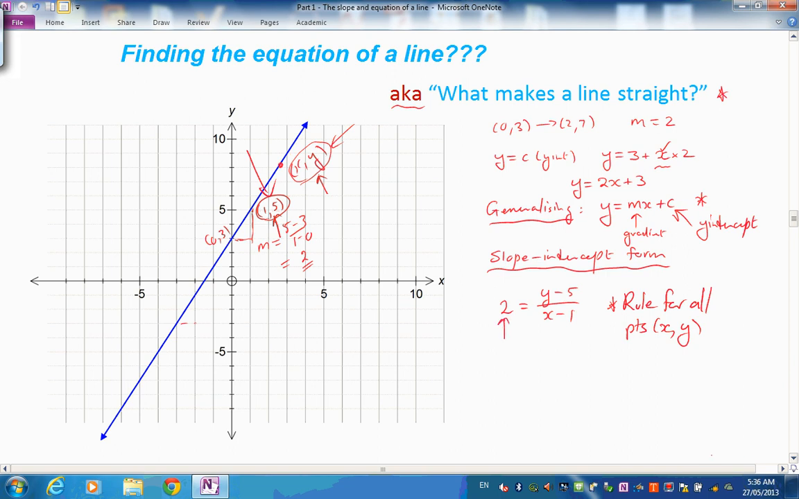We have worked out the slope of the line. Now we're describing what x and y must be for points to lie on the line. Let's now multiply both sides by x take 1. So here 2 times x take 1 equals y take 5. So 2x take 2 equals y take 5. And we should put implies there. Implies that adding 5 to both sides, 2x take 2 plus 5 is 2x plus 3. So we get the same answer with both methods.